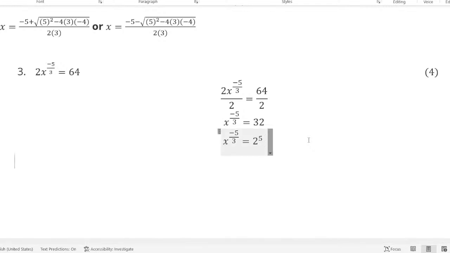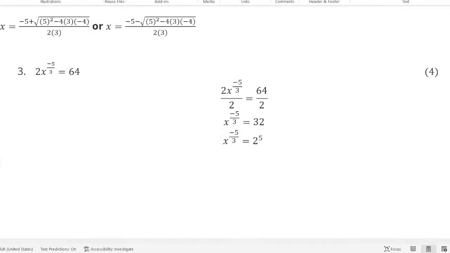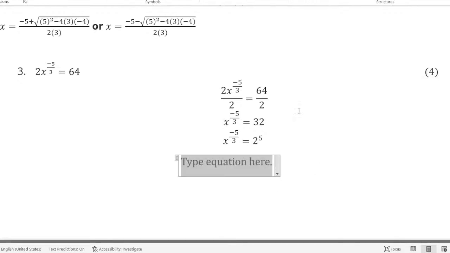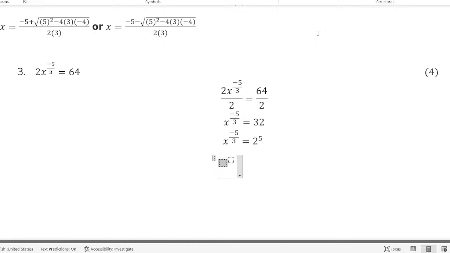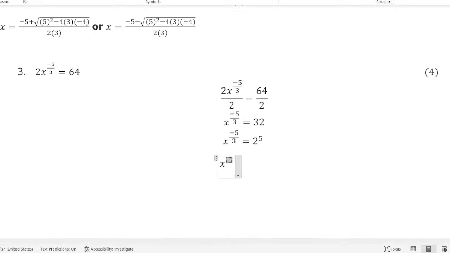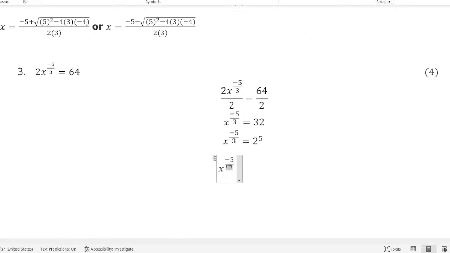So now everything is in exponential form. Remember, here we're solving for x. Since everything is in exponential form, now we have to remove the exponent, so that on the left hand side you'll be left with x. So how can we remove the exponent? The negative 5 over 3. So we have x to the power negative 5 over 3.